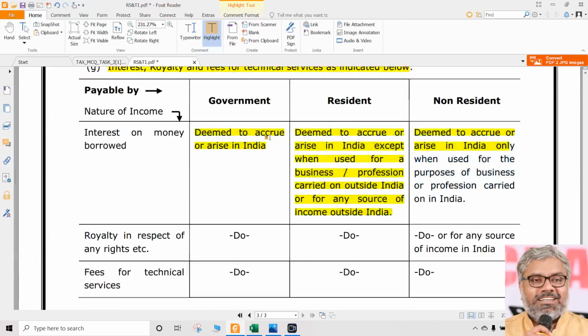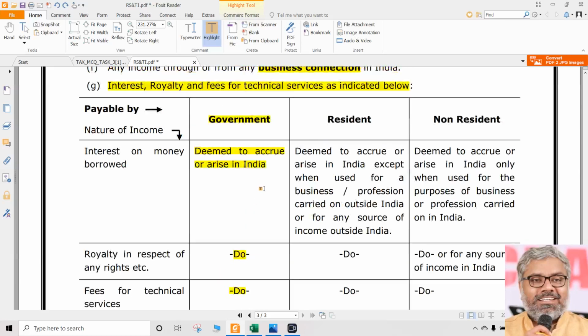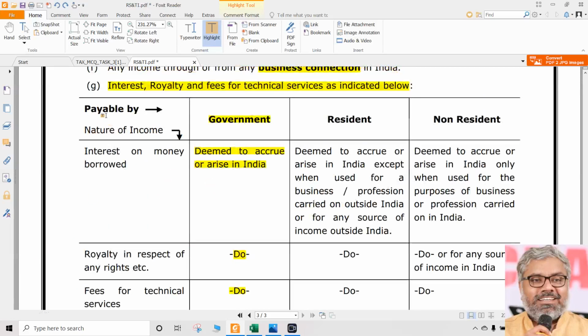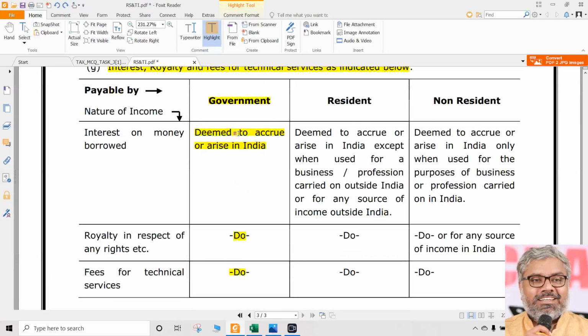Whatever is payable by the government is always going to be definitely taxable. That means that is always deemed to accrue or arise in India. So for government, we don't need to worry. Always that is going to be deemed to accrue or arise in India. For government, I mean not government receiving money, sir. Government is paying the money. So interest on money borrowed or royalty or any other fees for technical services payable by the government is always deemed to accrue or arise in India.